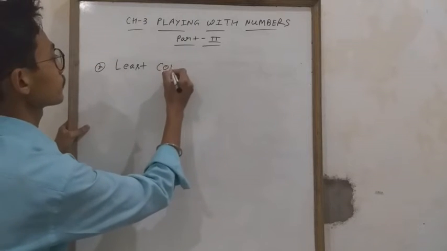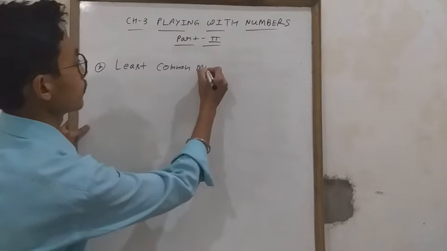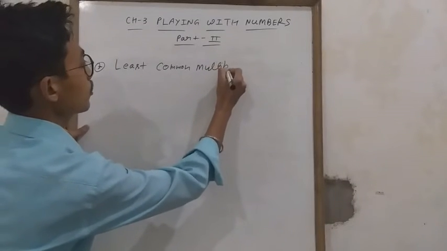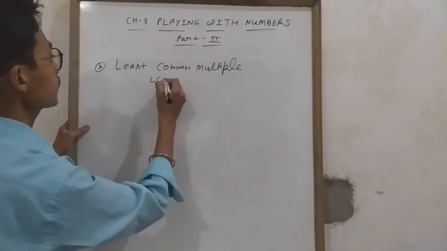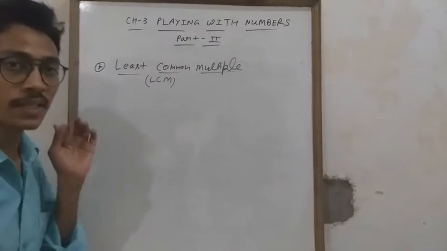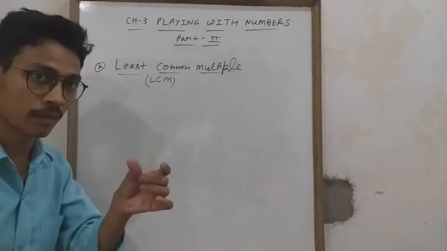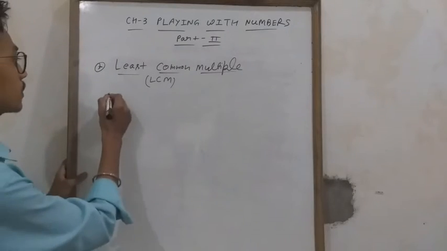So here, student, least common multiple, LCM, least common multiple, that is LCM. Okay everyone. What is LCM? Like in previous we discussed HCF, highest common factor. Now in this we will discuss least common multiple, meaning small number. Clear everyone? Also, it consists of two methods.